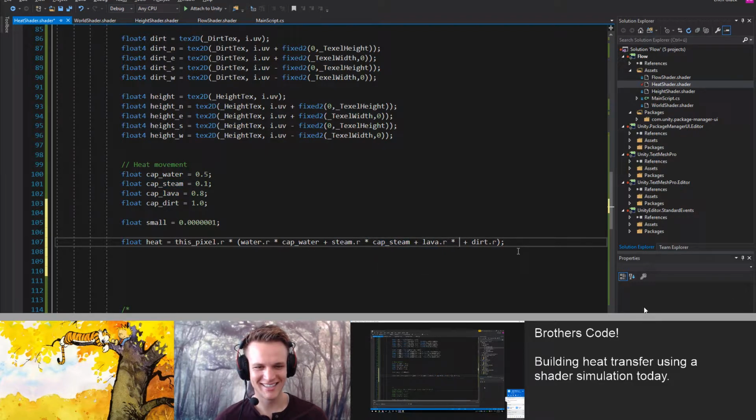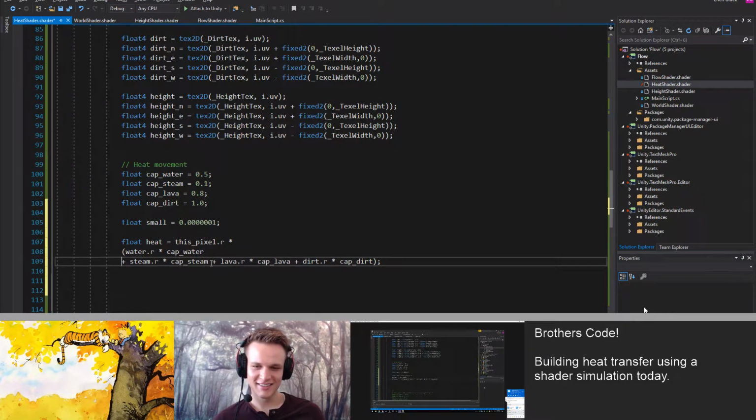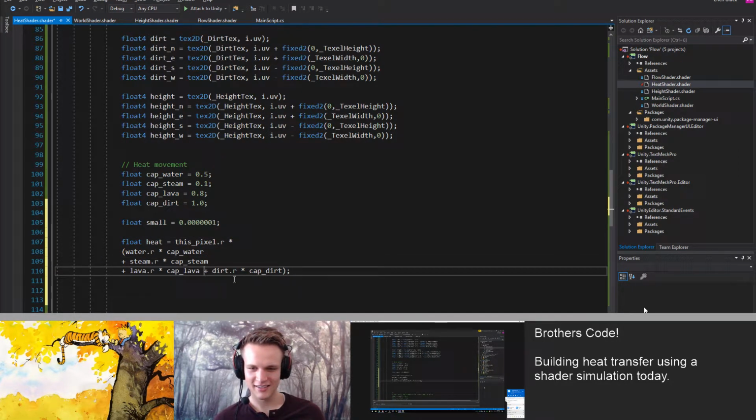Everyone's happy. Hooray! Look at that. Lovely, lovely, and lovely.